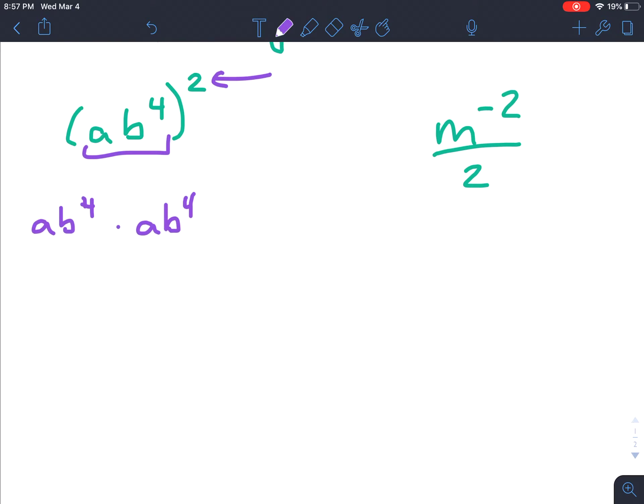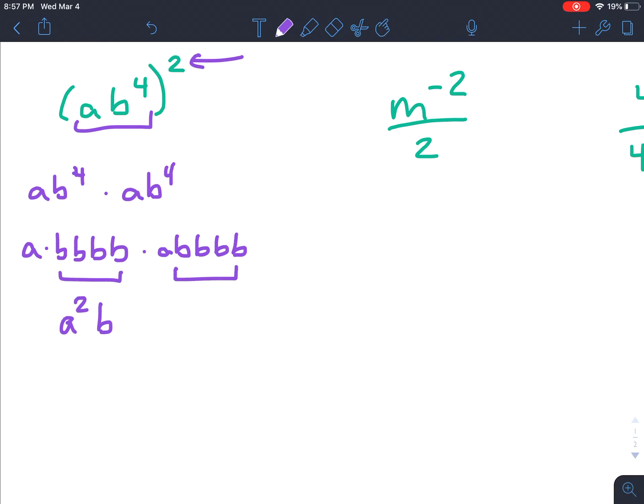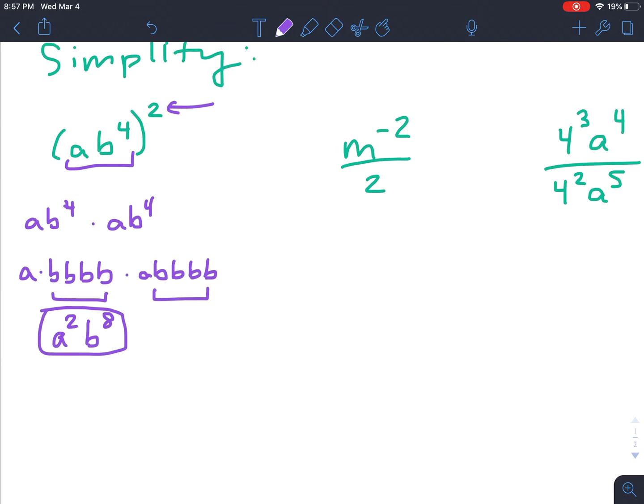Okay, some people have become comfortable going straight to standard form, but I personally like to continue expanding it out until all of the exponents are gone. So a, b, b, b, b times a, b, b, b, b. And then the simplified form is when I just tell how many variables I have. So I have an a and another a, so a squared. And then I have 4 b's and 4 more b's, so b to the 8th. And I just write them next to each other. I don't need any multiplication. It's just a squared, b to the 8th.